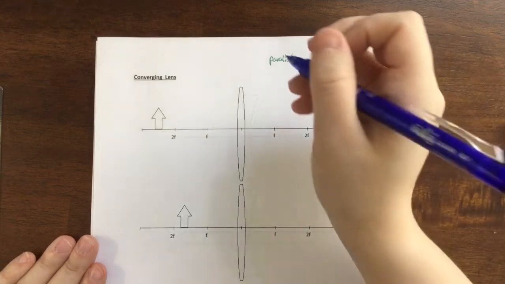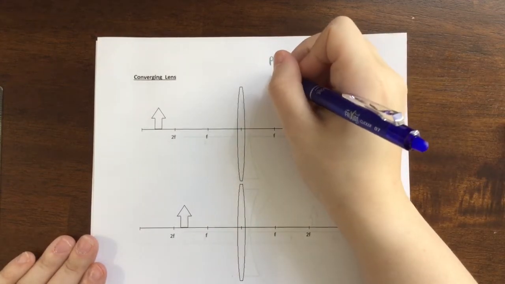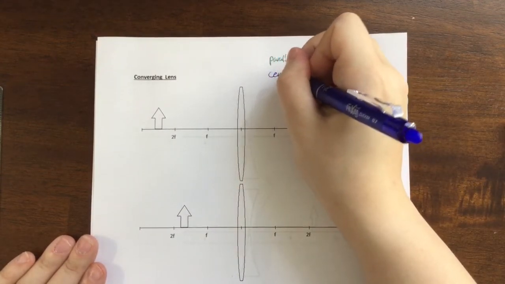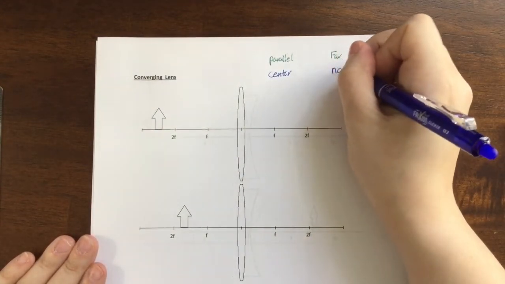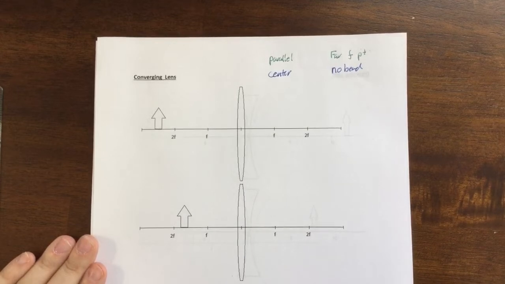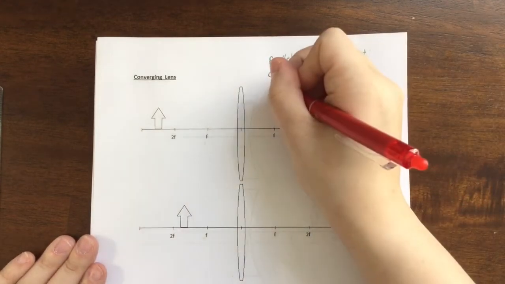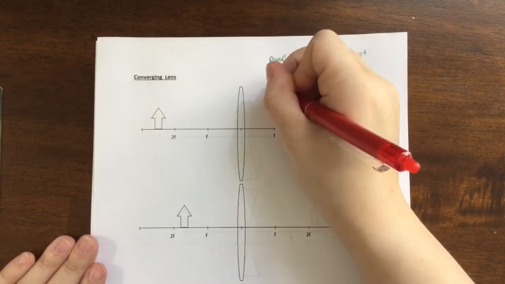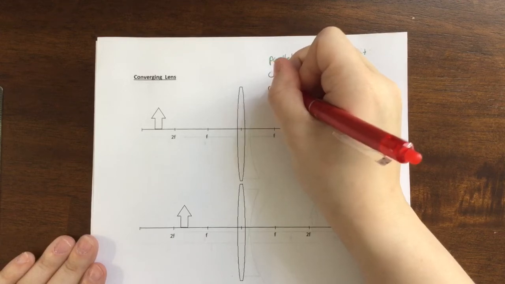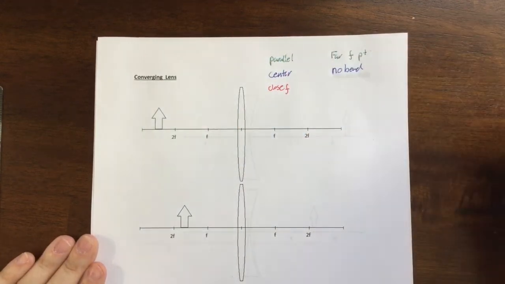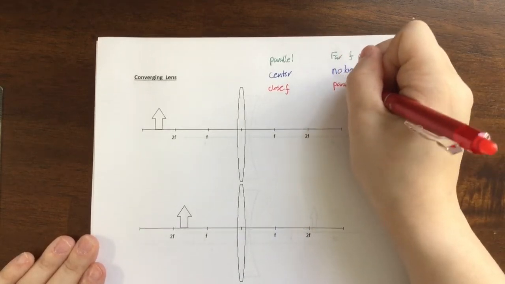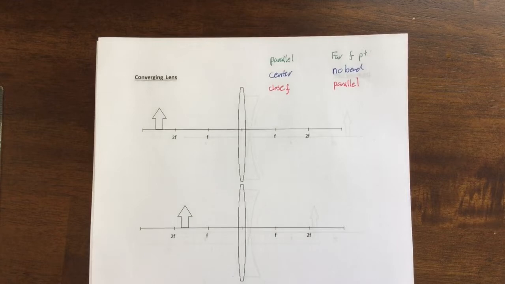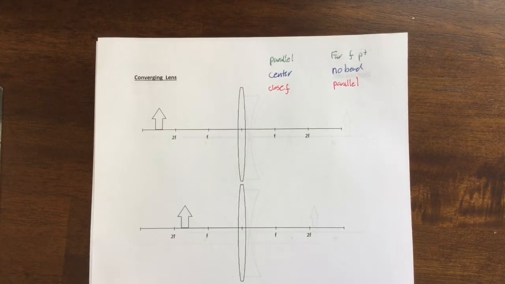The second one that we have goes through the center of the lens. This one does not bend. The third one that we have goes through the close focal point. This one emerges parallel. All of these bends happen in the lens.